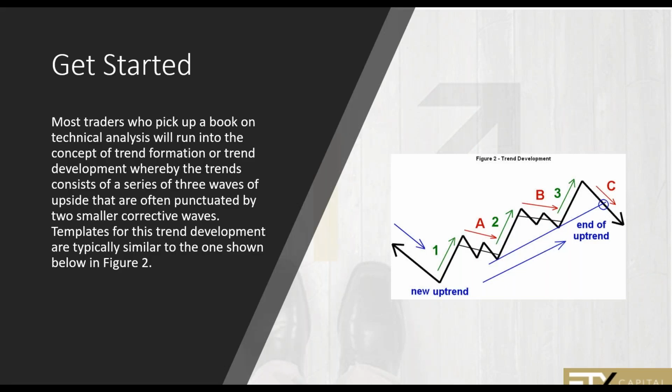So most traders who pick up a book on technical analysis will run into the concept of trend formation or trend development, whereby the trends consist of a series of three waves of upside that are then punctuated by two small corrective waves. Templates for these trend developments are typically similar to what you see over here in the chart. Now, I personally don't look at waves or cycles. There's all types of advanced theory in Elliott wave fashions and all that kind of stuff. I just don't do it. I believe in the peaks and the pushes firmly. I believe in trend lines. I believe in a well-developed trend.